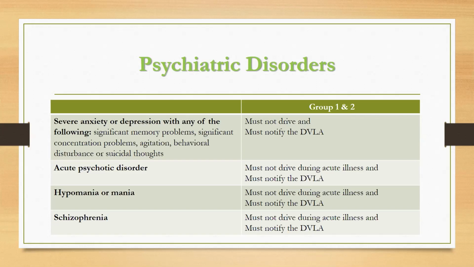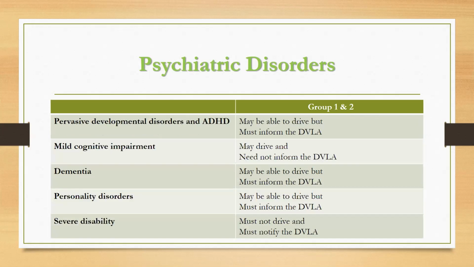If the patient has an acute psychotic disorder, he should not drive during the acute illness, and he should notify DVLA. If the patient has hypomania or mania, he should not drive during acute illness, and he should notify DVLA. If the patient has schizophrenia, he should not drive during acute illness, and he should notify DVLA. If the patient has autism or attention deficit hyperactivity disorder, he may be able to drive, but he should notify DVLA and they will let him know what the restrictions are.